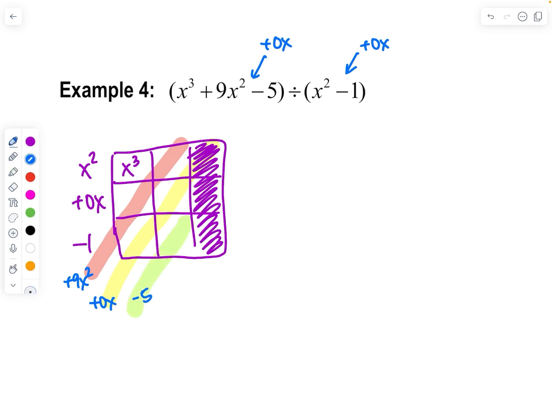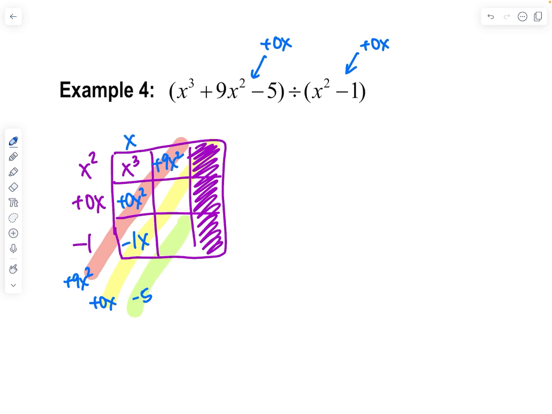Okay, so I'm going to start on the outside. What times x squared gives me x cubed? So that's going to be x. So x times 0x is 0x squared. X times negative 1 is negative 1x. Okay, so now I have to create the 9x squared. So in order to create the 9x squared, this needs to be plus 9x squared.